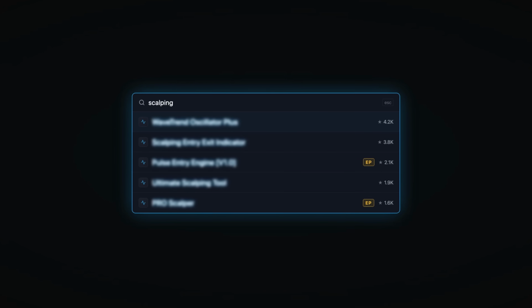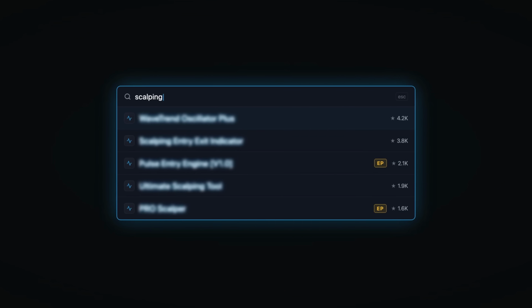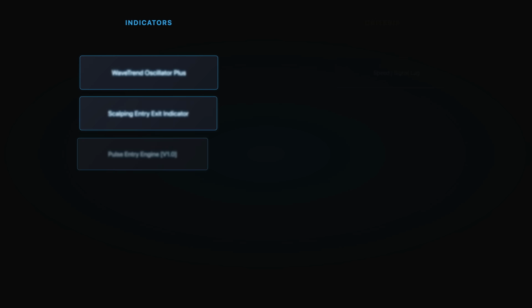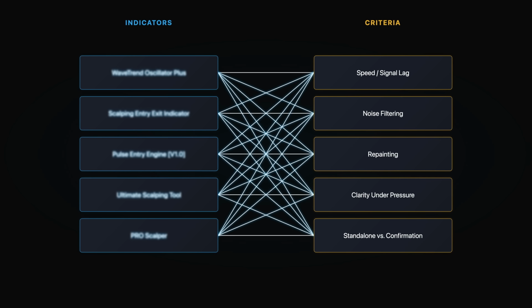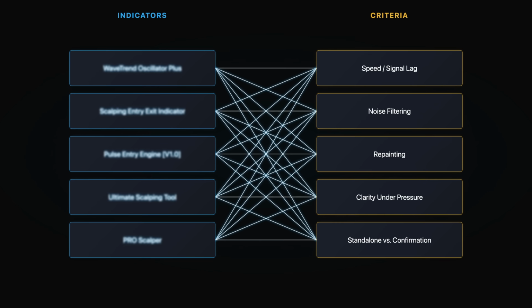I searched scalping on TradingView, went through the most popular results, pulled out the 5 actually worth your time, and ranked them against 5 most important criteria the good scalping indicator should match. Let's get into it.